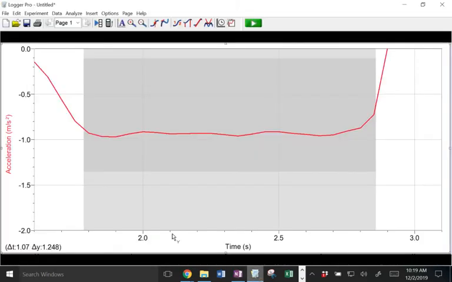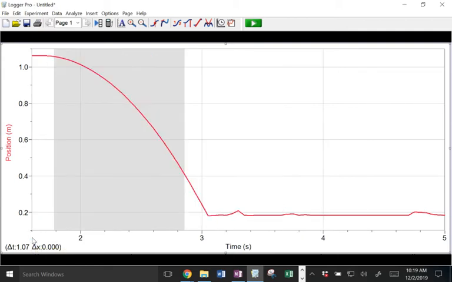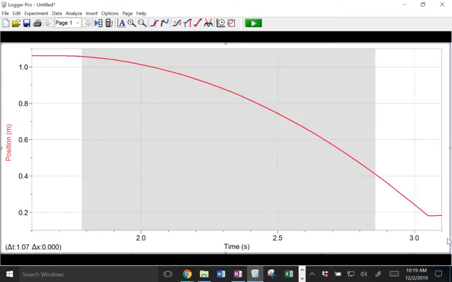That's going to agree with this position time graph that starts out flat, and then over time it gets steeper, steeper, steeper, steeper. By the end here, it's a fairly steep negative slope.